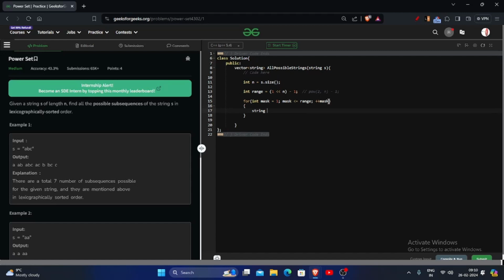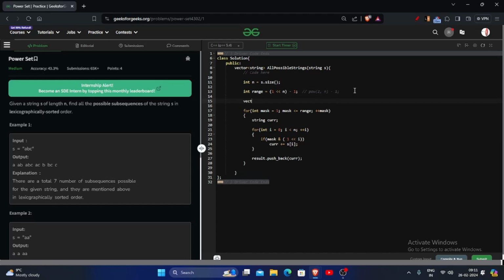Let's say we have a string current here, and now I have to iterate my string, which is the string we have been given, and I will simply check if mask and 1 left shift by i. If my ith bit is set in my mask, then I just need to add this particular character into my answer. After this iteration, I can just say result dot push_back current. Since we haven't made result yet, let me make a vector of string for result. And at the end, we can just say return result.